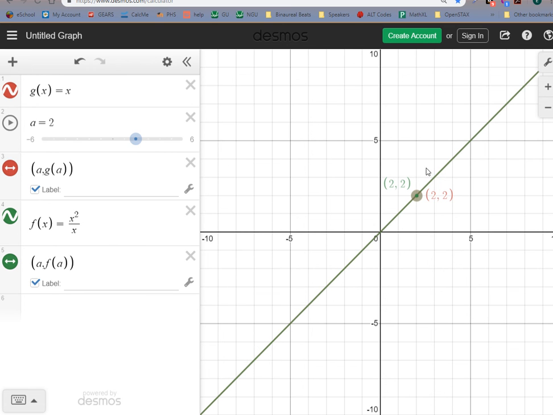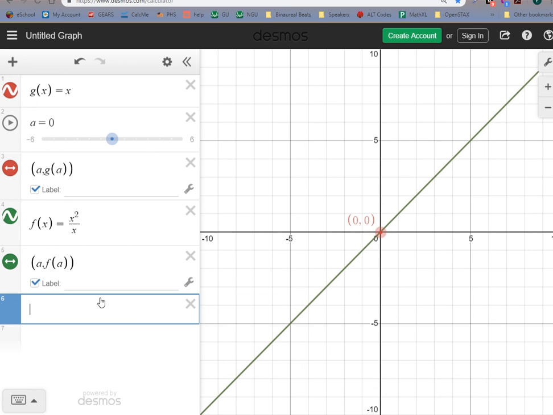Okay, so now I've got both of those points superimposed. If I drag a along here, they both have the value y equals 3 when x is 3. They both have the value negative 5 when x is 5. But what happens at 0? The green disappears. How come? You can't divide by 0.